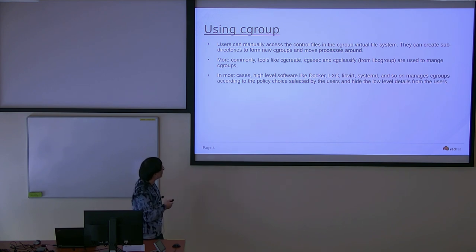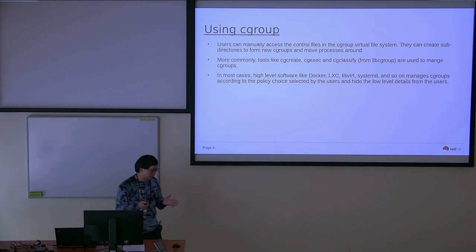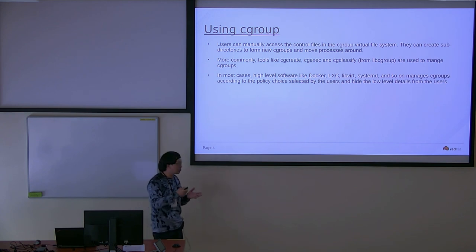But in the majority of cases, you are using some middleware layer like Docker, LXC, or systemd that manages cgroup for you. So you don't have to worry about how to use cgroup. You just define your policy choices, and then the system software will manage that automatically for you, and you don't have to worry about the detail of how cgroup works and how you are going to manage it.